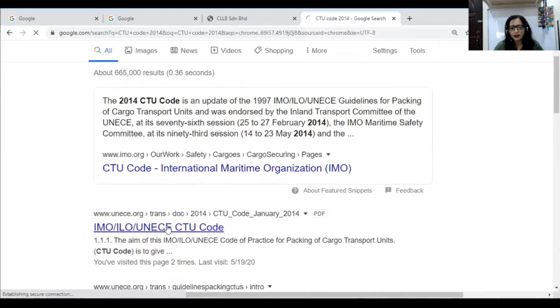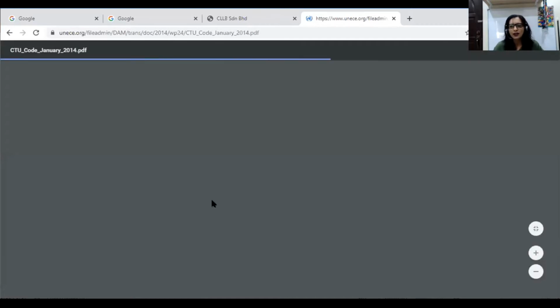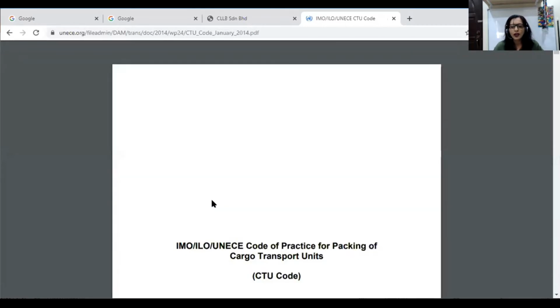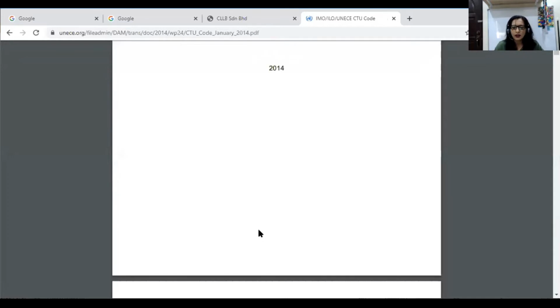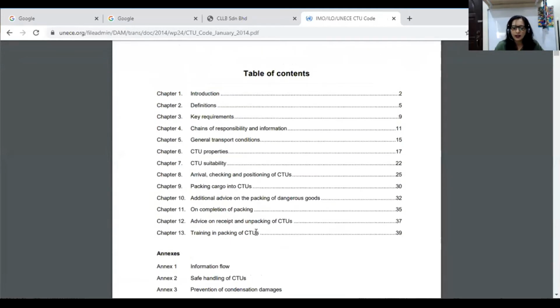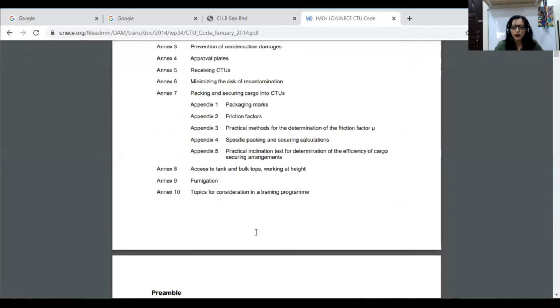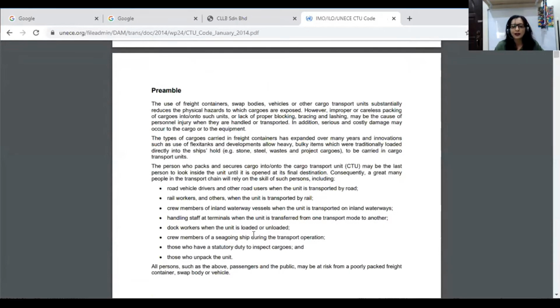It's a PDF version. It's free, but let me just show you how it looks. It does not necessarily cover only dangerous goods. It is also looking at non-dangerous goods, and then there is a focus specifically on dangerous goods. This code and guidelines is, I would say, one of the most boring documents to read.